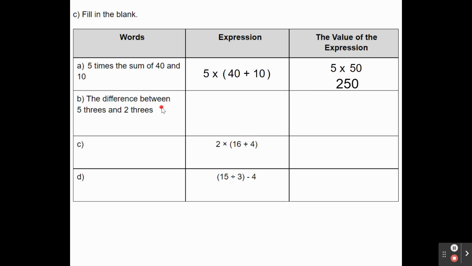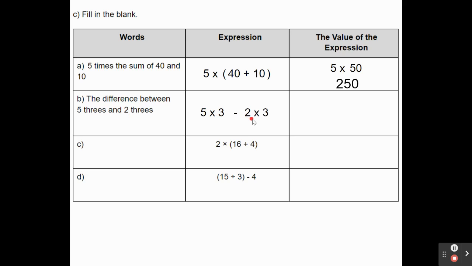The difference between 5 threes and 2 threes. Well, the difference means that we're going to be subtracting. We are going to be subtracting 5 threes, which means 5 groups of 3. Well, we can write 5 groups of 3 as 5 times 3. We're going to be subtracting the answer to 5 times 3 by the answer to 2 groups of 3, or 2 threes. Well, 2 groups of 3 is 2 times 3.